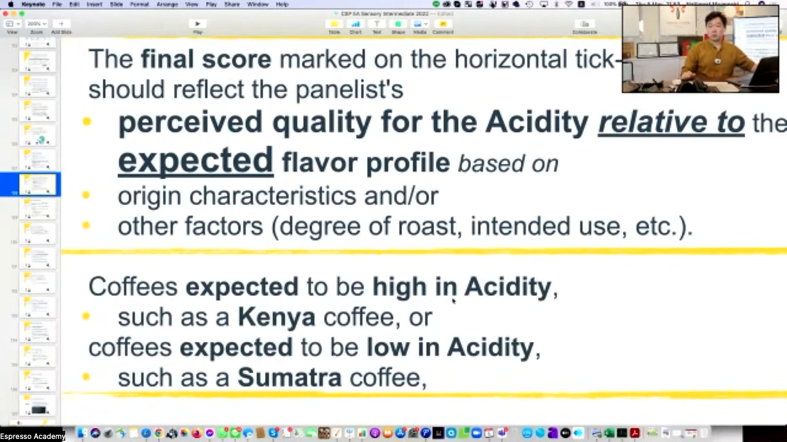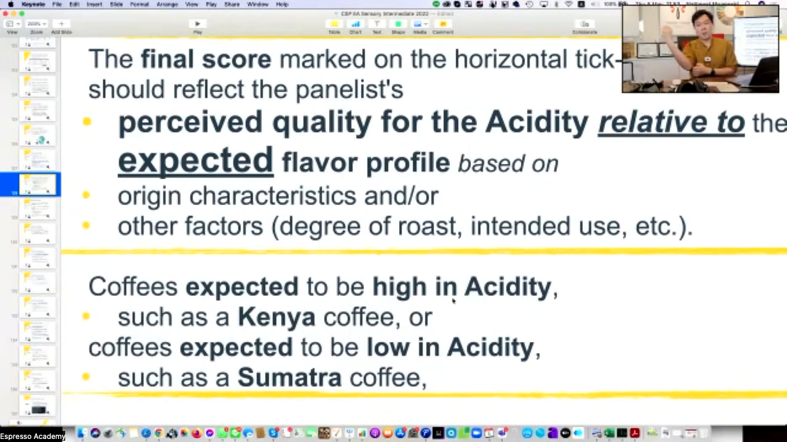Acidity is relative to the expected flavor. For example, Kenya is expected to have very high acidity, right? But let's say I order Kenya and my table has 6 Kenya, and then I say, this is Kenya, 7. You know what I mean? Because I expect it to have very high acidity, but if I find it's pretty low, it's under expectation.